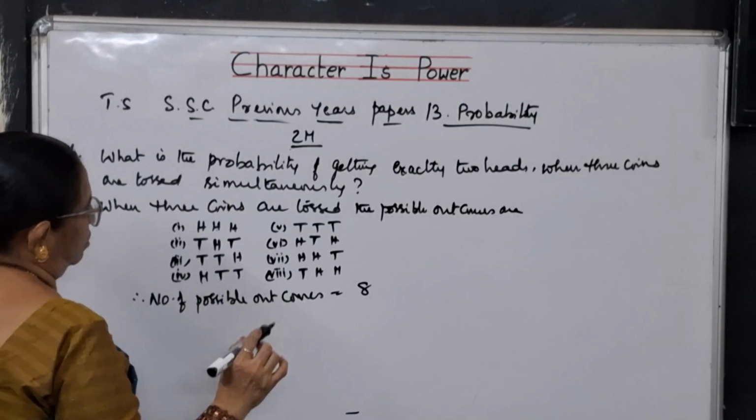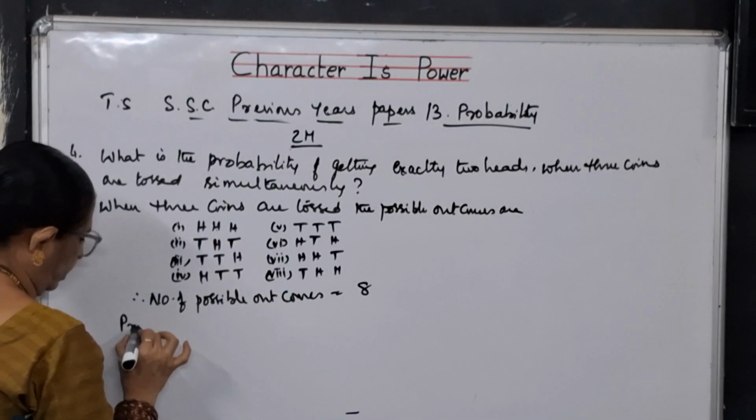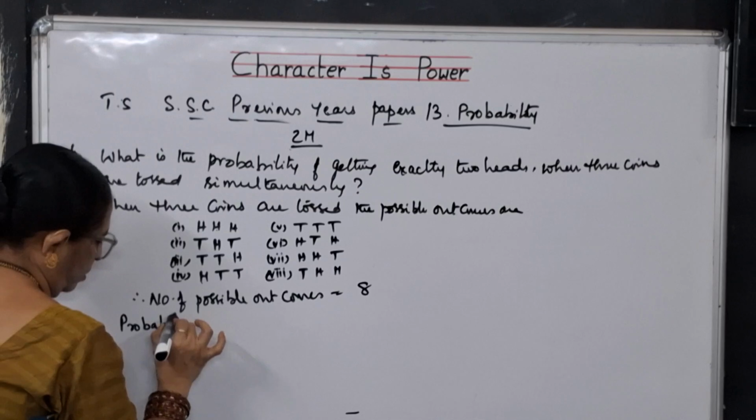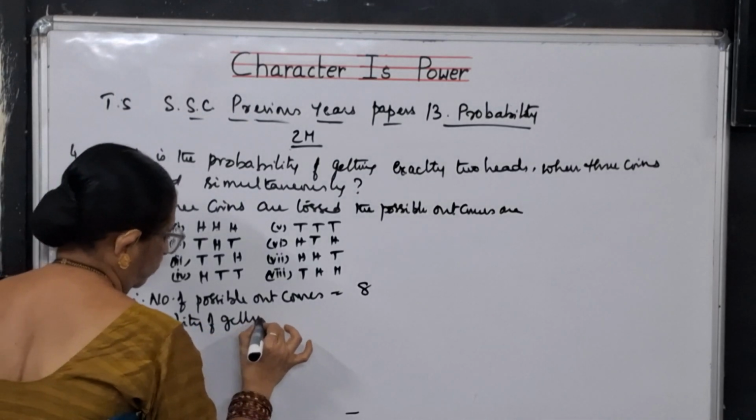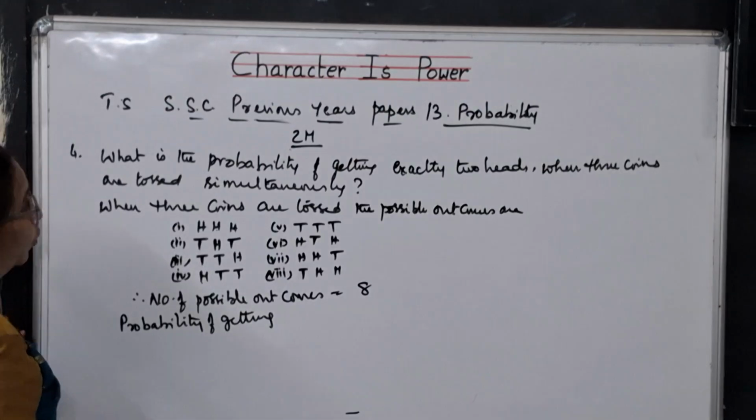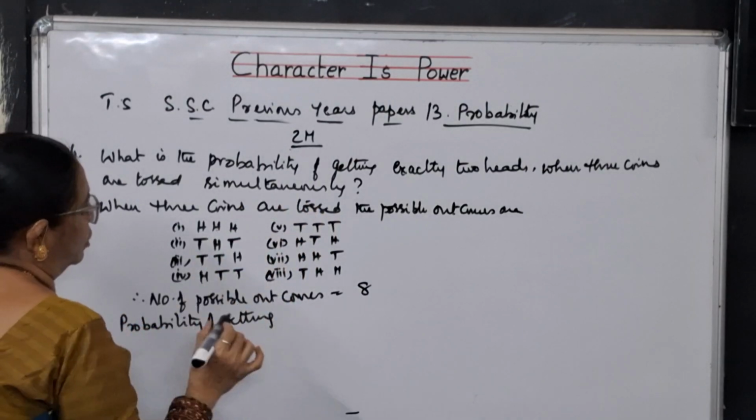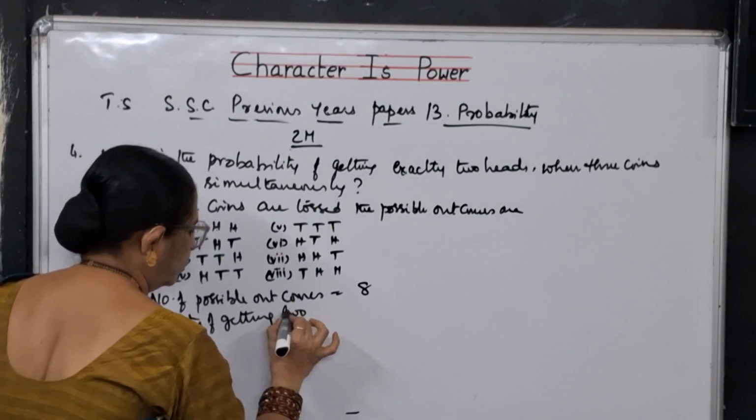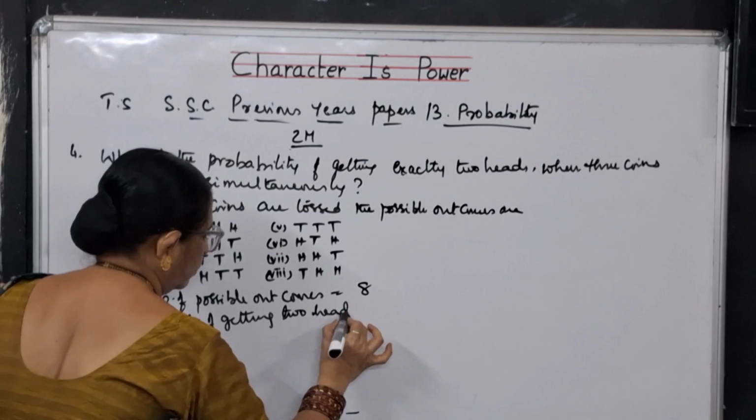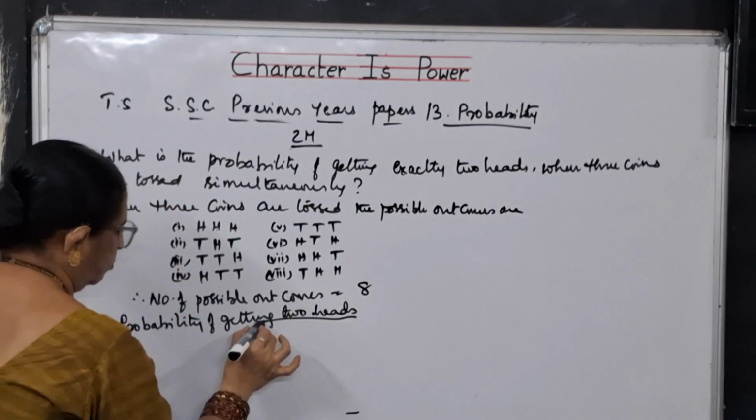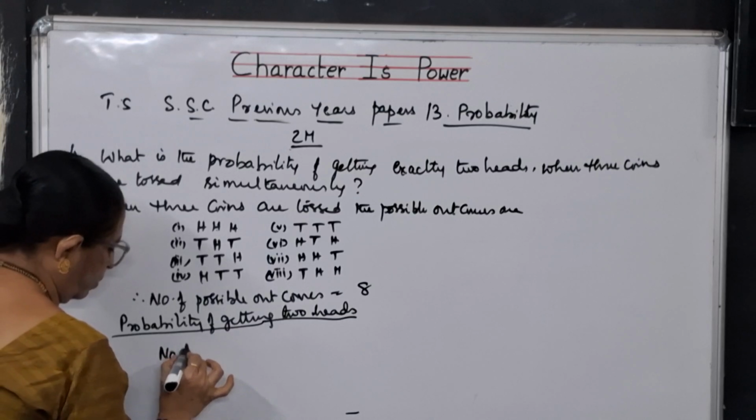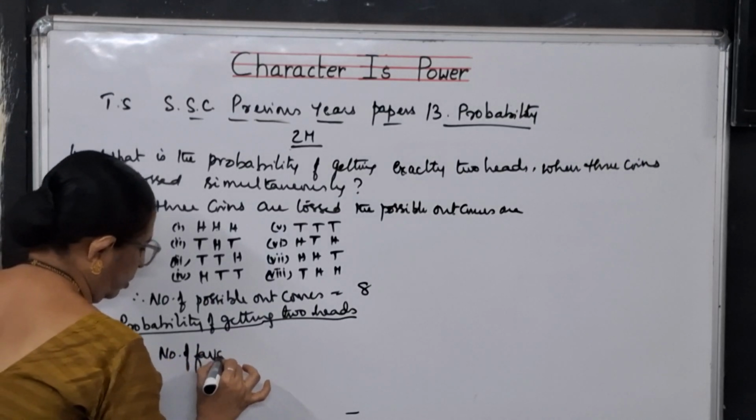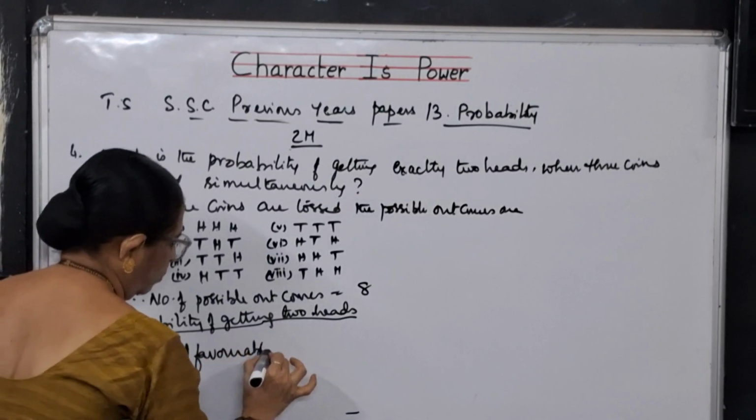Now the question is probability of getting, what you need to get? 2 heads. Exactly 2 heads. Getting 2 heads. We are going to talk about this. Probability of getting 2 heads. So, number of favorable outcomes.